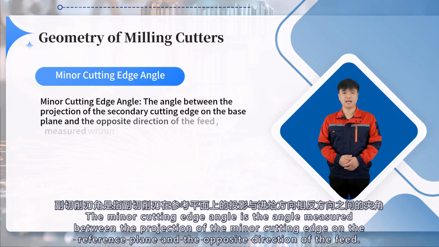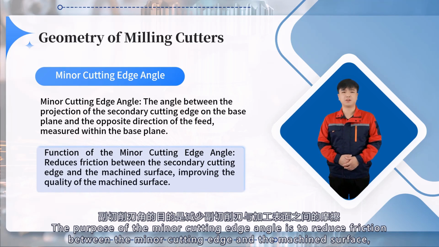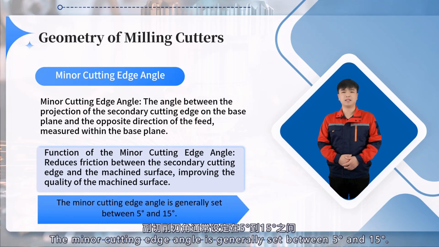The minor cutting edge angle is the angle measured between the projection of the minor cutting edge on the reference plane and the opposite direction of the feed. The purpose of the minor cutting edge angle is to reduce friction between the minor cutting edge and the machined surface, thereby improving the surface quality. The minor cutting edge angle is generally set between 5 degrees and 15 degrees.